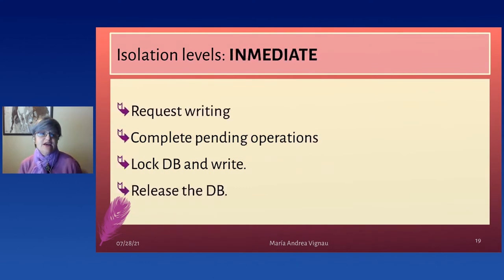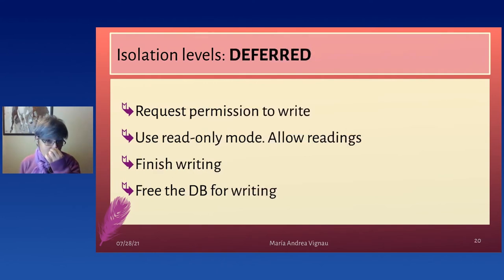The next isolation level is immediate. When the user requests writing, the database is locked for every operation, read or write, for everyone, and after the writer finishes the update, the database is released for general use. Deferred allows more concurrency because the writer requests permission to write. It puts the database in read-only mode, but readers can perform everything. It allows reading. After the writer finishes writing, the database is free for other writers.